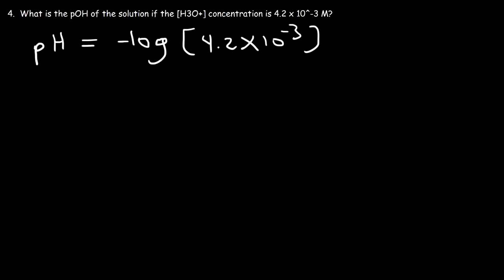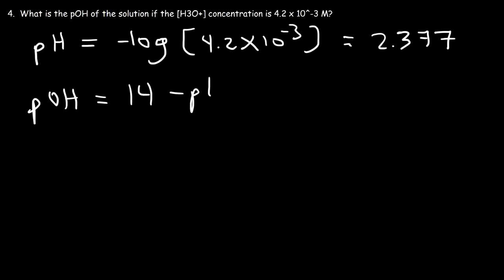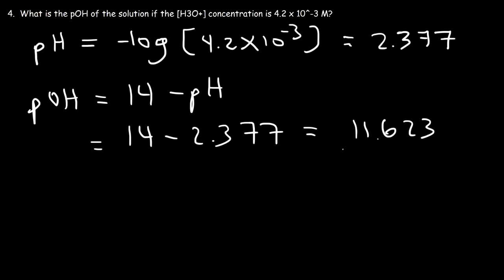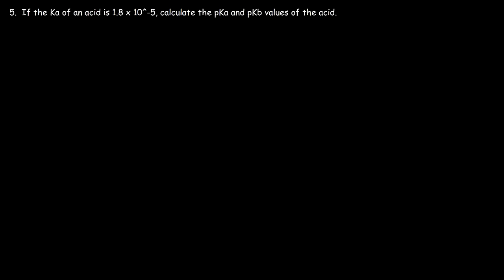So if you type that in, this is going to give us a pH of 2.377. So now we can calculate the pOH using this formula. The pOH is going to be 14 minus the pH of the solution. So that's 14 minus 2.377, and that works out to be 11.623. So that's the pOH of the solution.